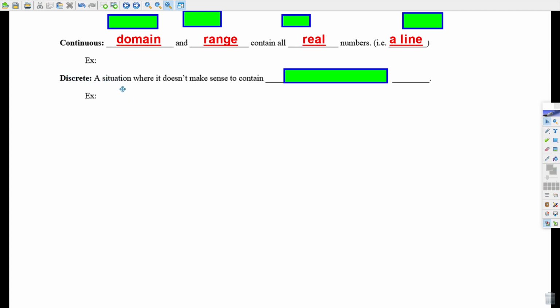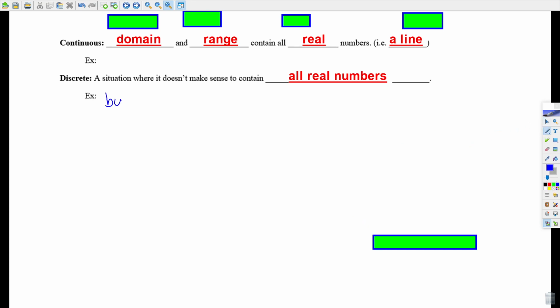Discrete is what we just did, a situation where it doesn't make sense to contain every single number, because we're buying things that come in specific quantities. You can only buy 1, 2, 3, 4, or 5, and so on of burgers and hot dogs. So as an example, we could say buying burgers and hot dogs.